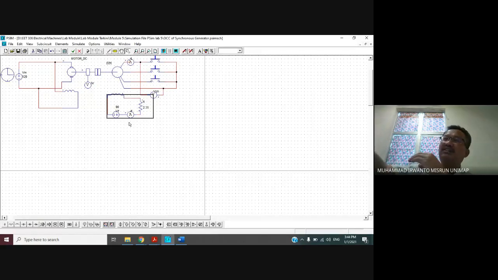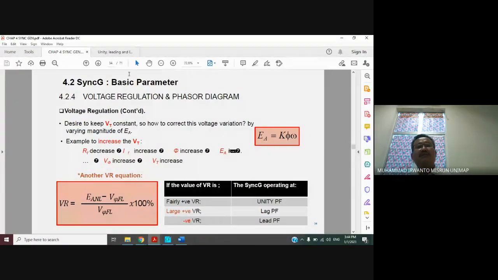How about the internal generated voltage? Remember, they have a proportional relationship, meaning if the field voltage increases, the internal generated voltage will also increase. Now, we go back to the lecture note. Here, remember, voltage regulation. Look at this here. The desire is to keep the terminal voltage constant. So, how to correct this voltage variation?